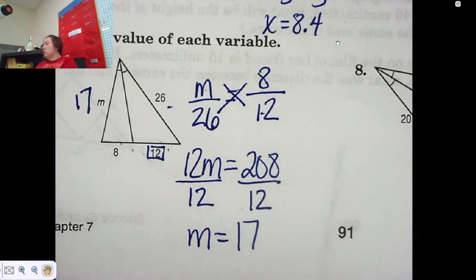So still using a proportion, we're just not comparing 2 triangles. We're just looking at 1 triangle. Right? Okay, look at the second one.